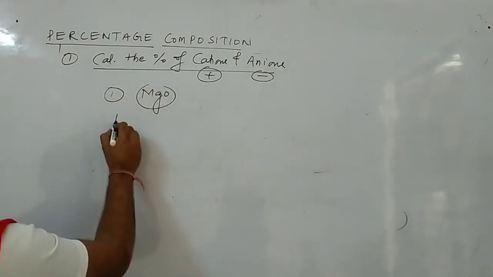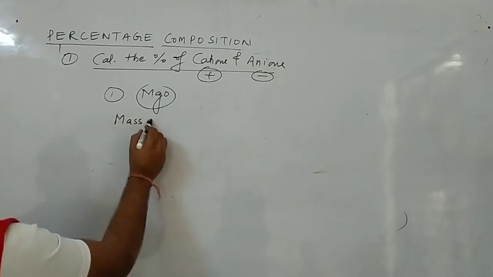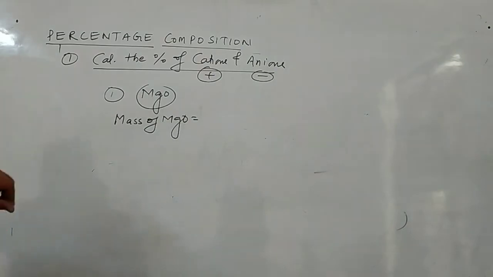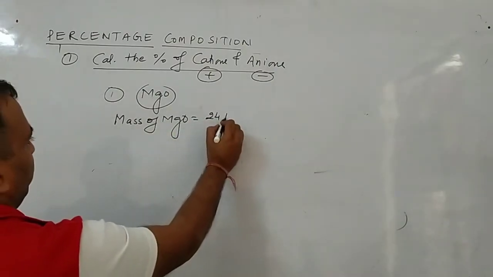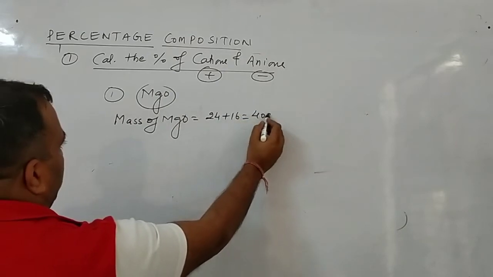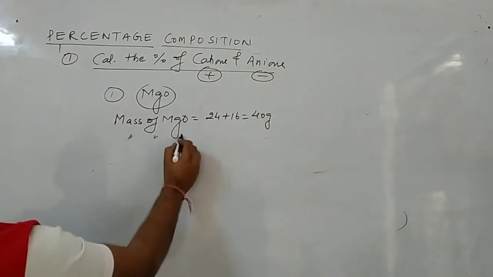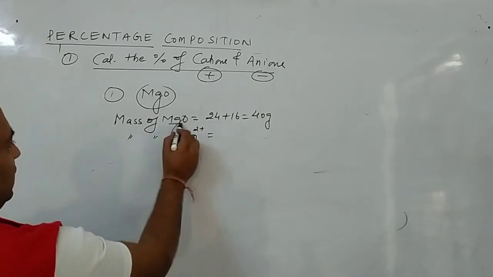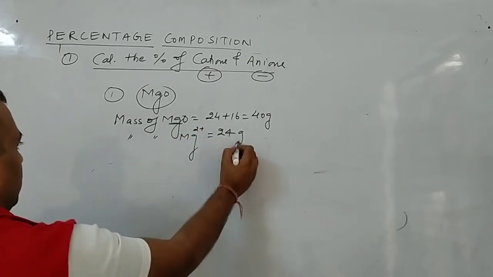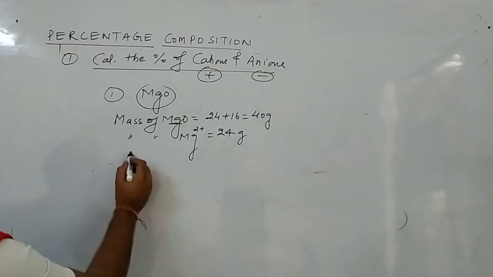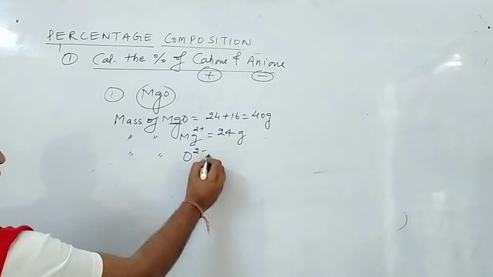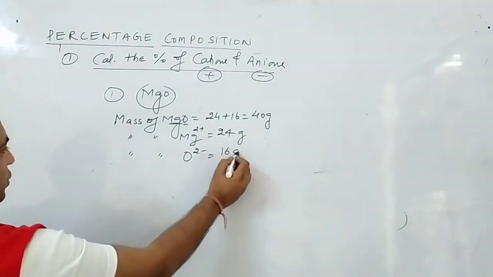So the mass of MgO comes out to be 24 plus 16, 40 gram. Now beta, mass of Mg2+, single magnesium, 24 gram. Mass of O2-, again single, 16 gram.